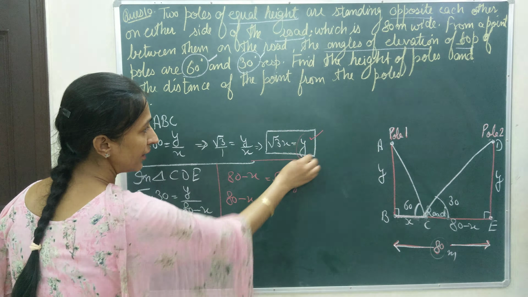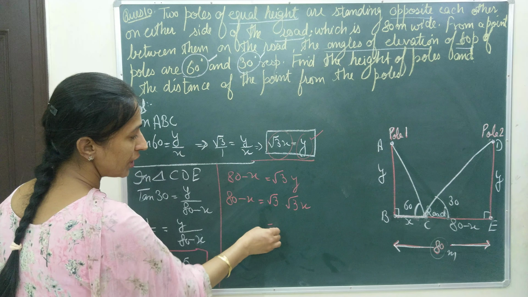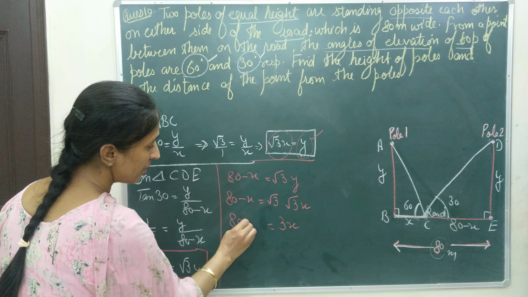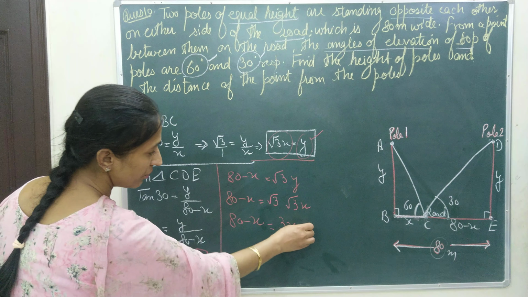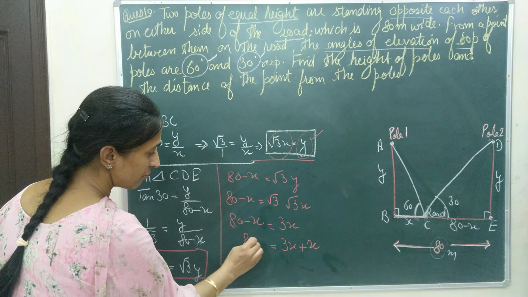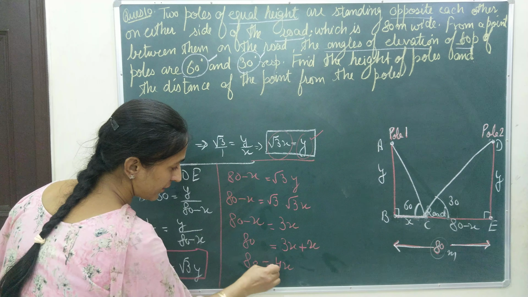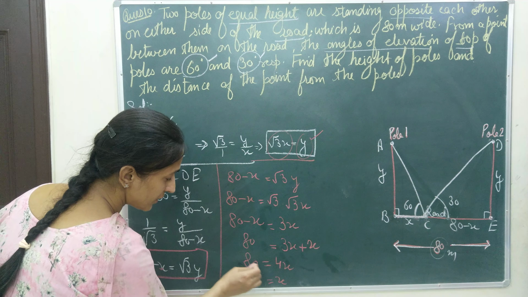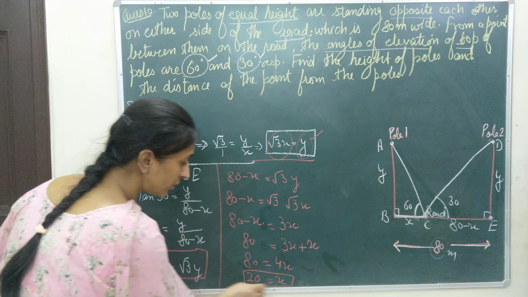80 minus x is root 3. What is the value of y now? Root 3x. Now root 3 will become 3. X, 80 minus x. Let us take this x on here and it will become plus x is equal to 80. 80 is equal to 4x. And when I divide, 4 will go this side and it will become 20. Now what is x? I have got the value of x.